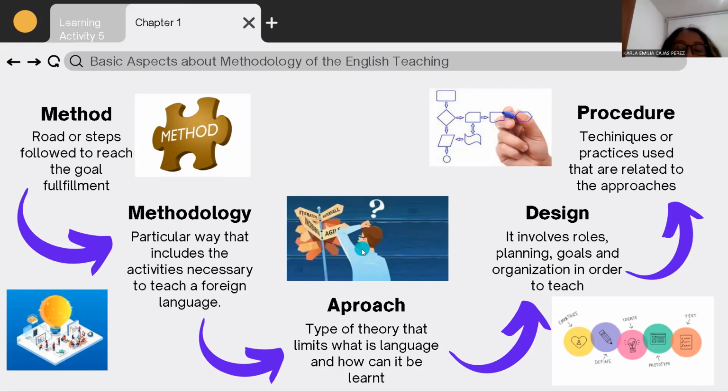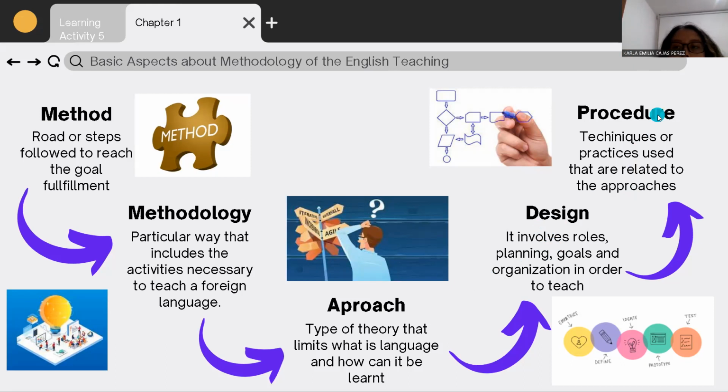Additionally, we have the approach, which are theories about language. In this case, language is presented in the form of what it is and how it can be learned by students. And then we have the design, which are the description of roles by teacher and students. And it also includes the contents, goals, and plannings.